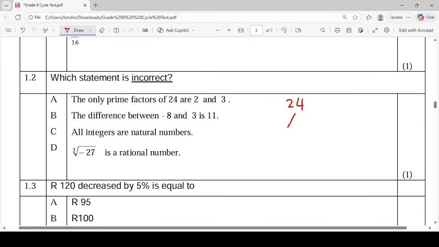So 24 is the same as 2 times 12, and 12 is the same as 2 times 6, and 6 is the same as 2 times 3. And so these are our prime factors. So we can see the only prime factors are 2s and 3s. So that statement is correct.